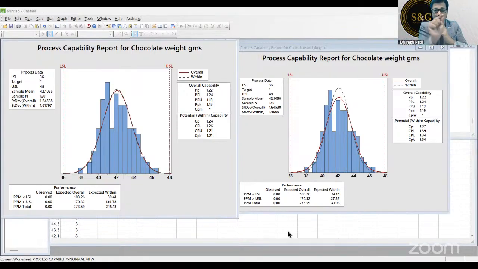Various times you have taken the thickness of the product, right? So every time it's a single reading you have taken. So subgroup size is one.